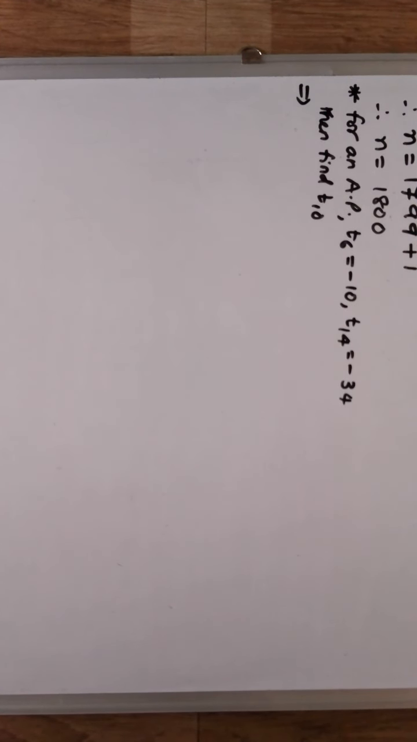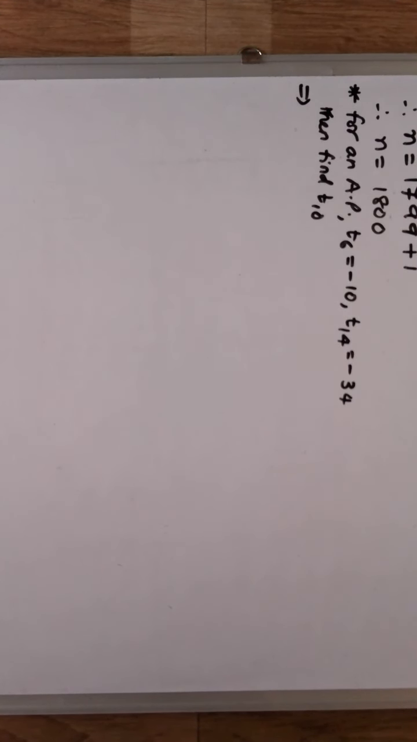term number 6 is told to be minus 10 and term number 14 is told as minus 34. Then you have to find term number 10. Okay. I will show you first the traditional way, how do we solve it.